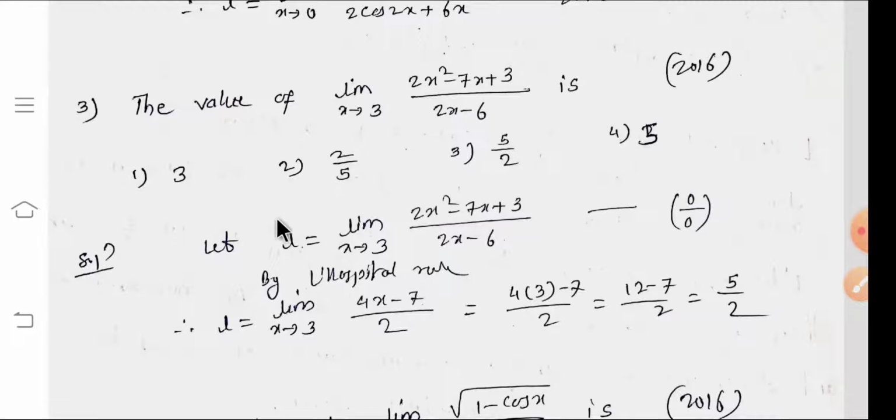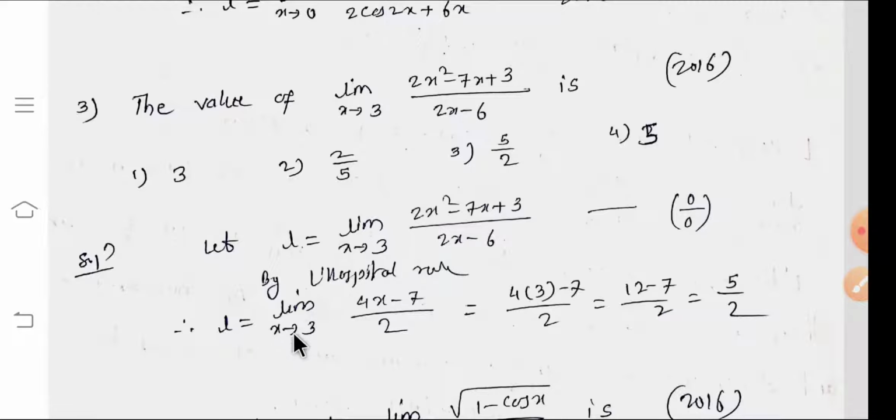So here, first we write the given function. Let L equal limit of x tending towards 3, (2x square minus 7x plus 3) upon (2x minus 6). As x tends to 3, if you substitute x equal to 3, the function should be of the form 0 by 0. The numerator comes 0 and the denominator also comes 0. So we apply L'Hospital rule, that is, differentiating numerator and denominator separately.